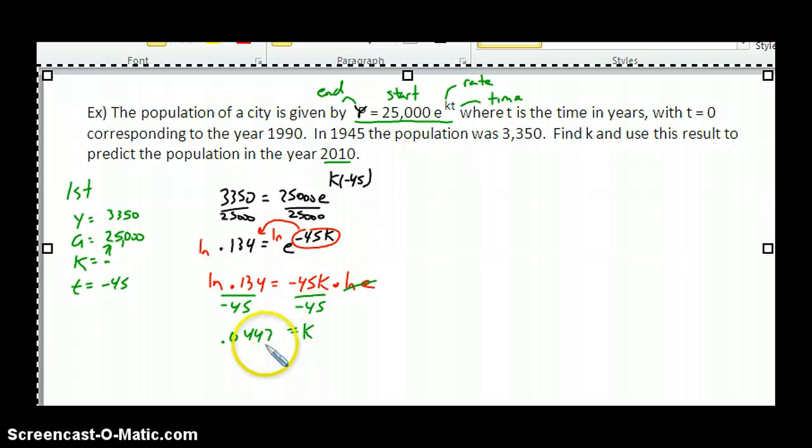Now I shouldn't be surprised that it's positive, because if I really think about it, my population started here and it grew to here, so the growth rate is positive. We handled this situation where it looks like it would be negative by making the time negative. So that's our growth rate. I will finish the rest of this problem in the second part.